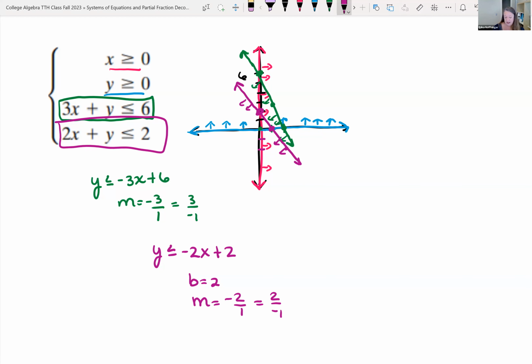So the area that all 4 of those graphs share in common would be this little triangle down here. All the points that fall inside here or are on those lines would be part of our solution set.